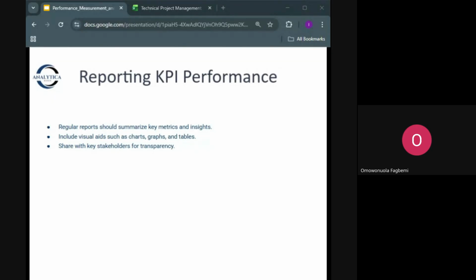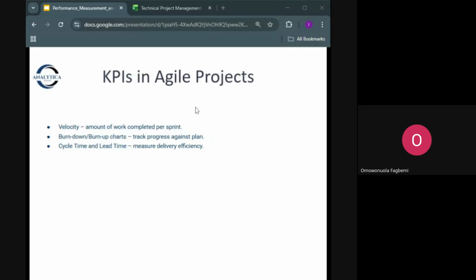In the next slide, we'll talk about KPI in agile projects. Now, I don't think we have addressed agile. I believe that will be done next, starting from next week. It's a very interesting part, which I think is the best part for us to even learn.